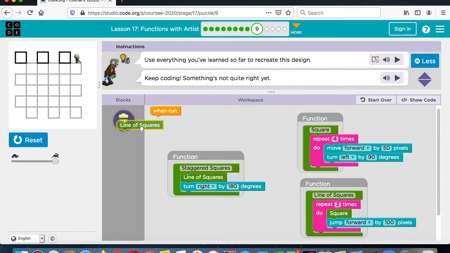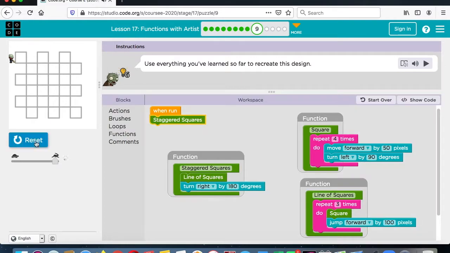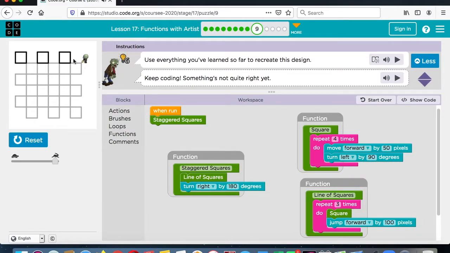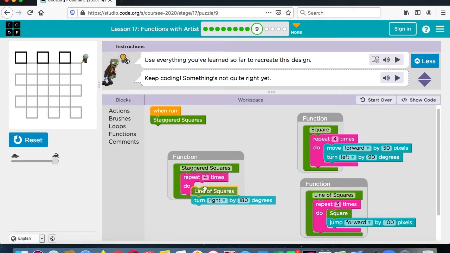So let's take this out, and we'll run the function staggered squares. Let's see how that looks. This runs this function, and now we turn around. Okay, so we got this. Now what do we want to do here? After we turn around, we want to repeat this again. So we're going to do action loops. We're going to repeat this 2 times. Why are we doing this 2 times? Because we want to get the second row done. What staggered squares does is the first one, then we turn around, and then we do the second one. So let's take a look.